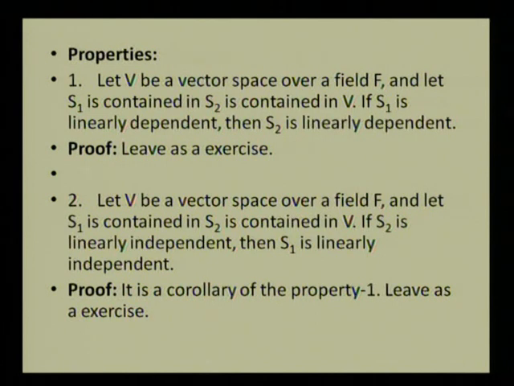Now the second property. Let V be a vector space over a field F, and S1 is contained in S2 and S2 is contained in V. Then by means of the first property we have a corollary in the sense of linear dependence. If S2 is a linearly independent set, then S1 is linearly independent. It means that if a set S is linearly independent, then every subset of it is linearly independent.